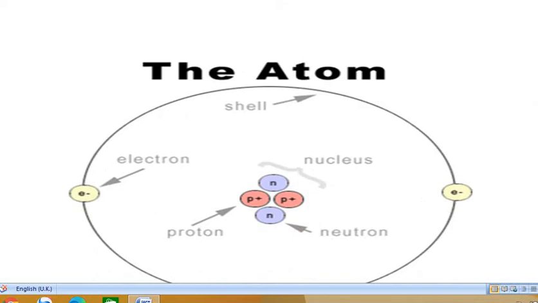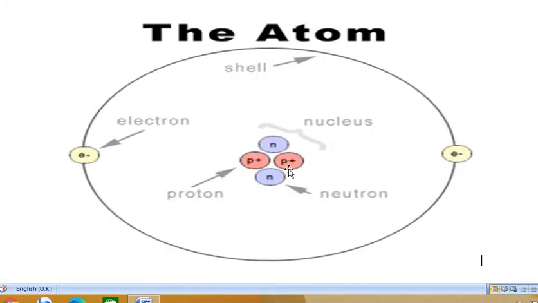We know from the preparatory stage that the atom consists of a central nucleus, and around the nucleus there are negatively charged electrons, but inside the nucleus there are many protons and neutrons. The smallest atom contains one proton, as in the case of the hydrogen atom, which contains only one proton, and the other elements contain more than one proton.